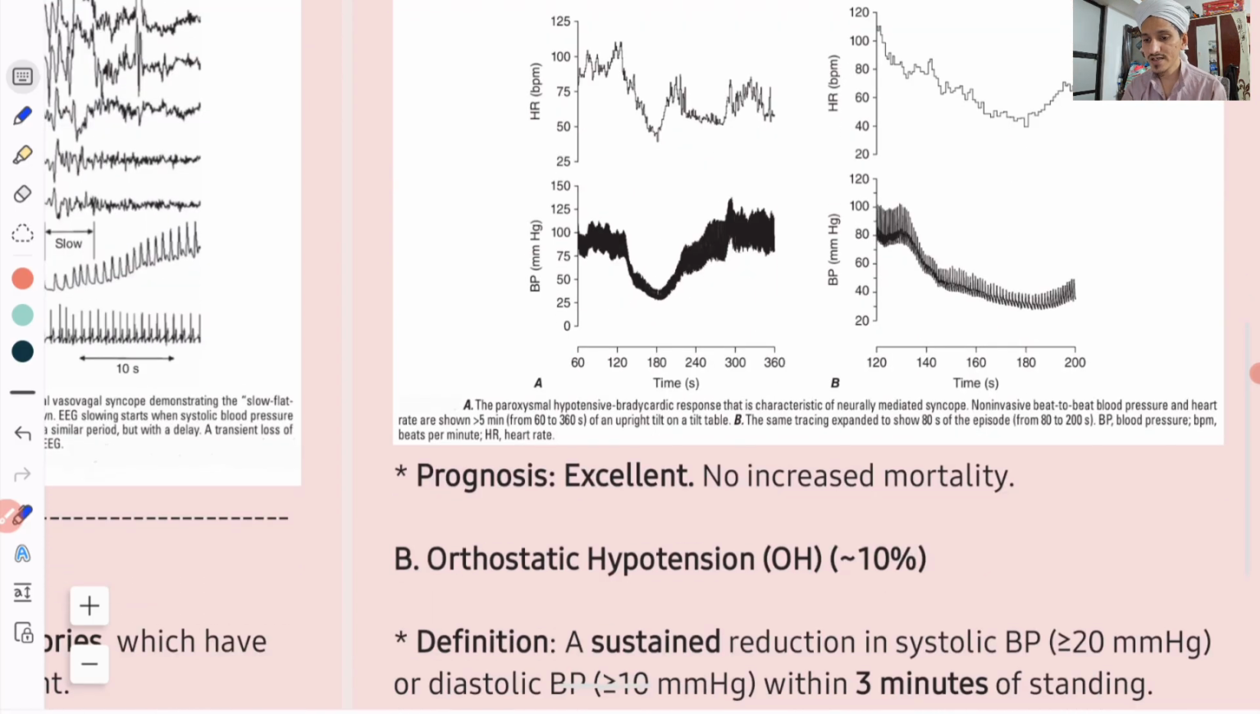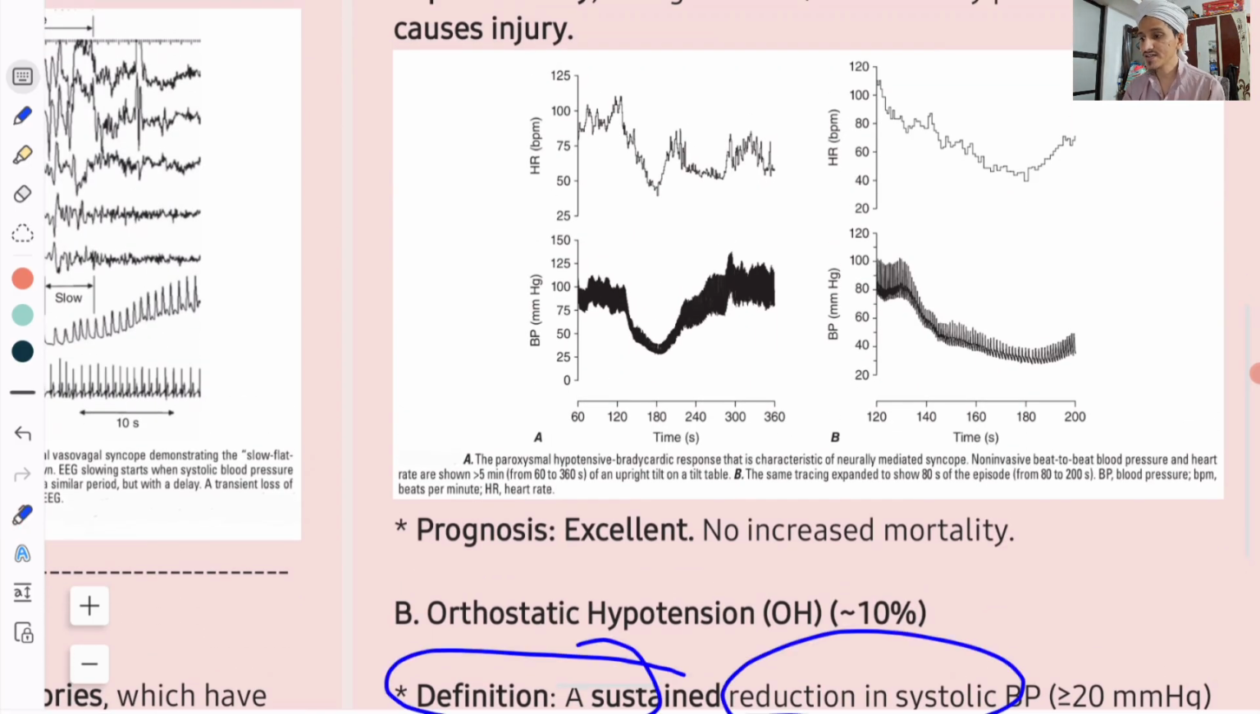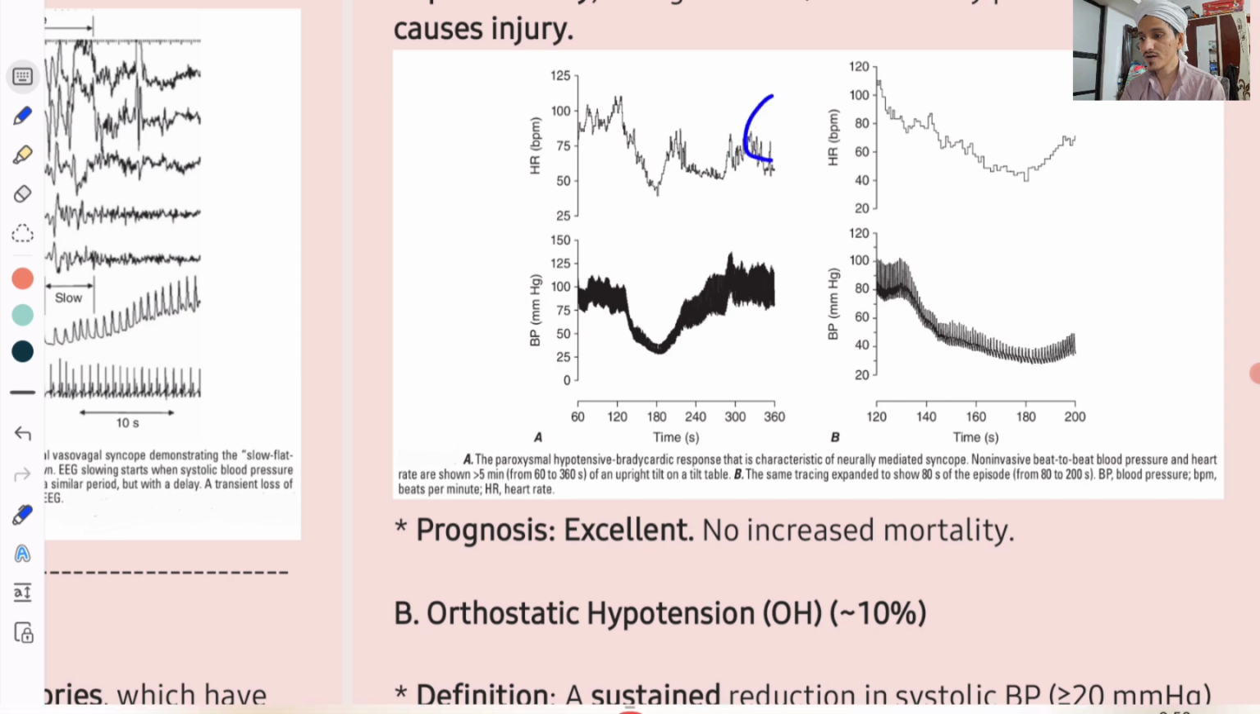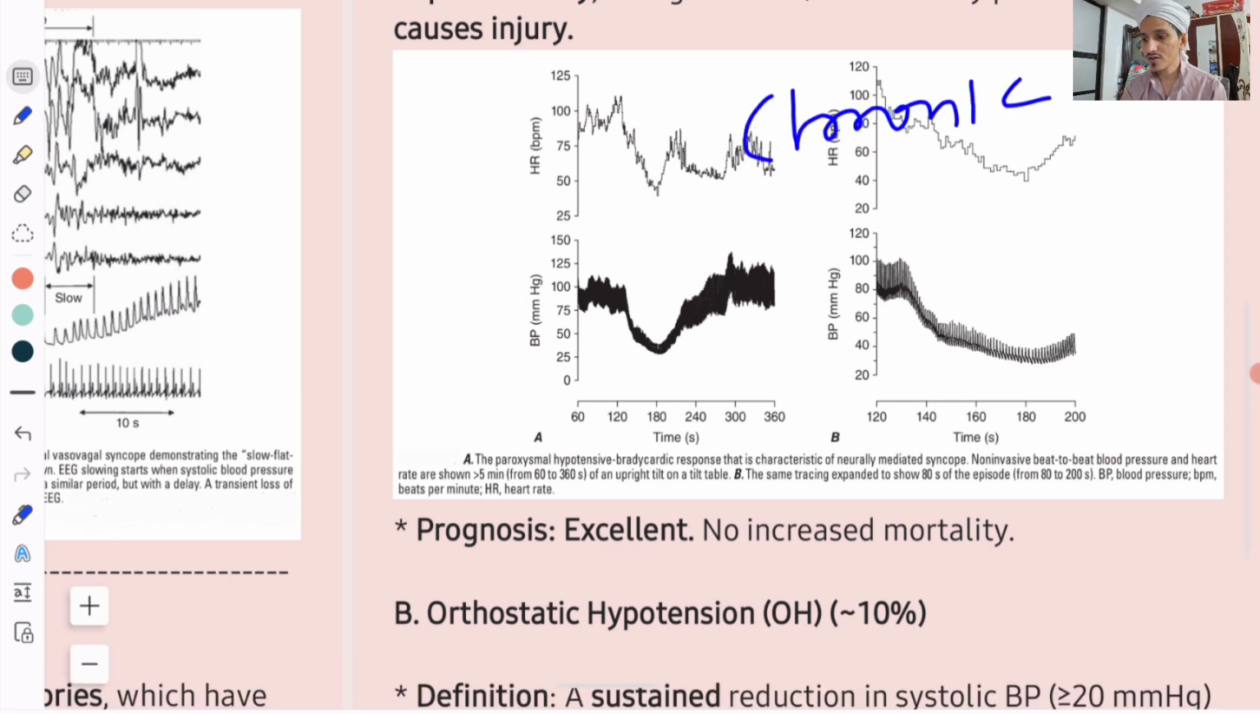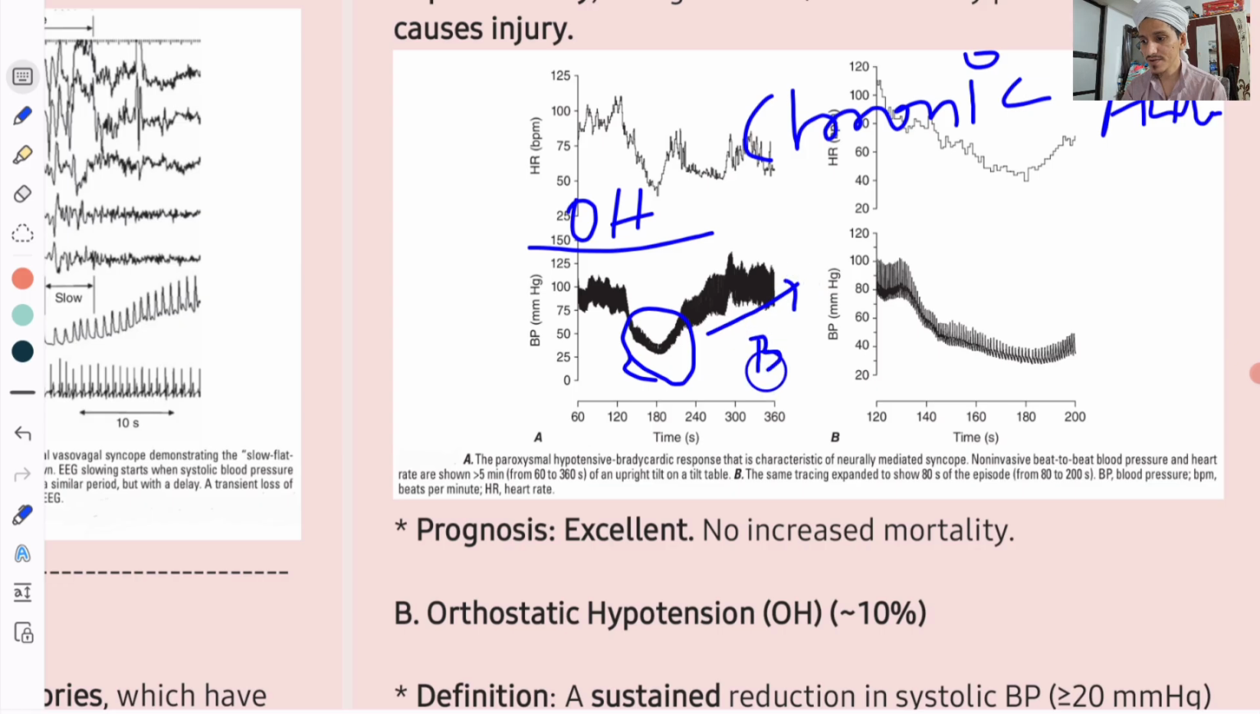This is a picture of a tilt table test in patients with chronic autonomic failure as well as acute, meaning orthostatic hypotension. This is orthostatic hypotension, this is chronic autonomic failure. As you can see here, there is a fall in BP. Okay, but after some time, there will be a delayed increase in BP. Okay, the delayed increase in BP is why the patient will experience symptoms of pre-syncope and sometimes syncope.